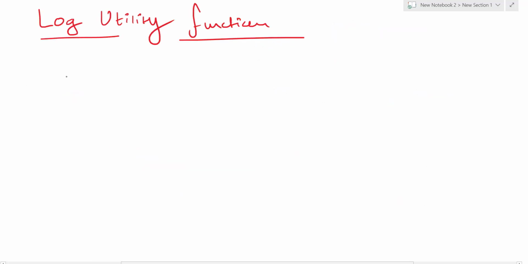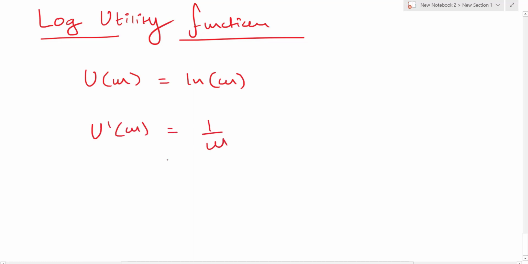Okay, so the next type of utility function that you have got is called a log utility function. Here u of w is equal to simply log of w. Now this is an example of constant relative risk aversion. This we have seen before, but let's just do the calculations. So u dash w will be what? It would be equal to 1 upon w. And what is u double dash w? That will be equal to, take the derivative of this, minus 1 upon w square.